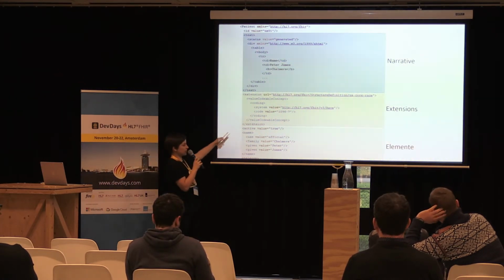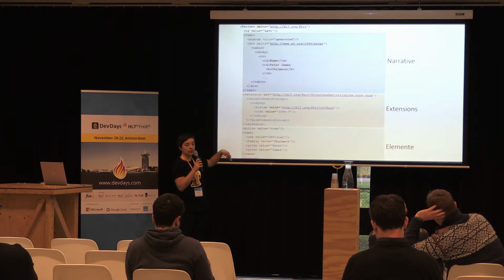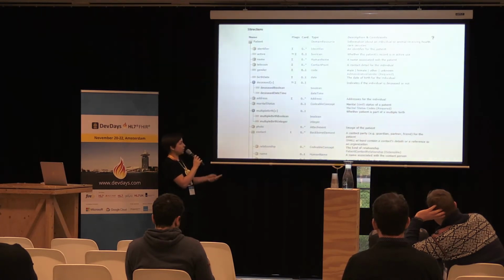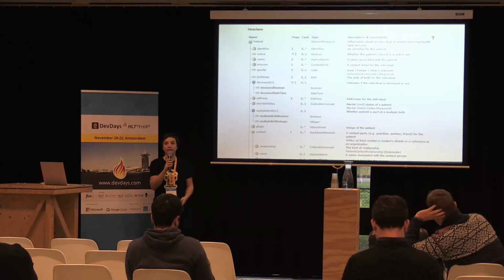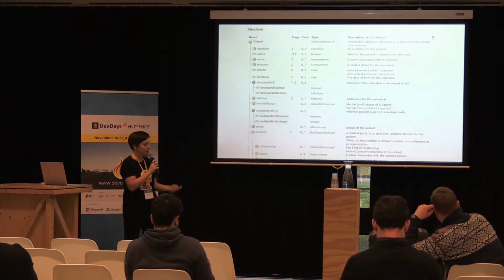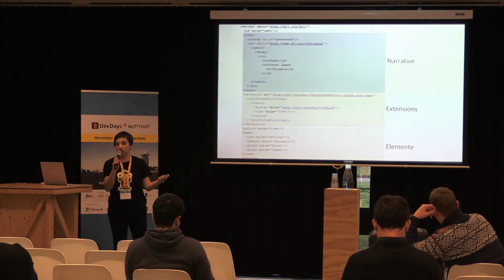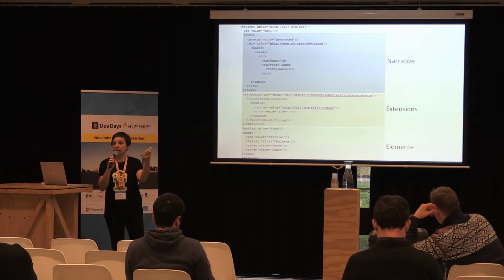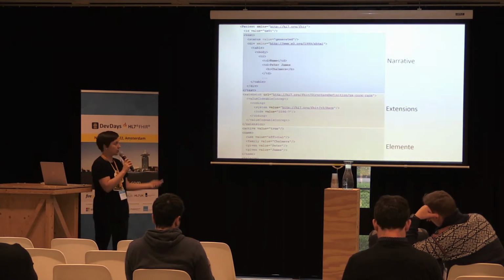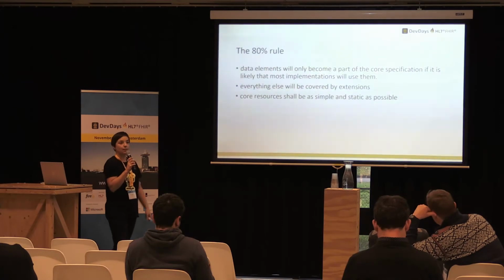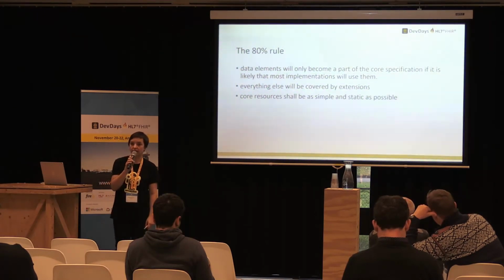Now, in the green box at the bottom, we have the core elements, the ones that you saw on the page before. And these are the most common things, whatever fits in the 80% rule, like name, address, birth date, the common things that you want to know about a patient. So we can see that's basically the practical application of the 80% rule.